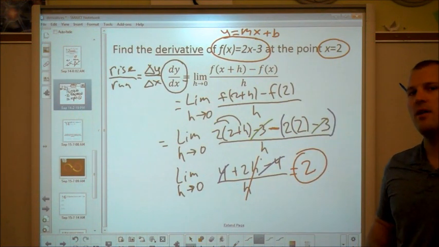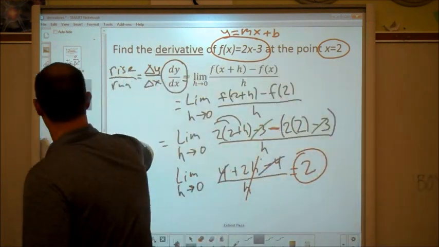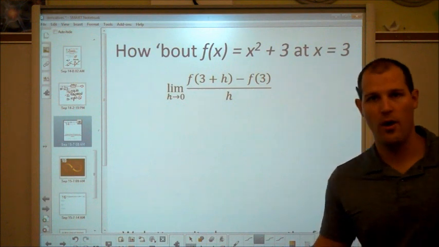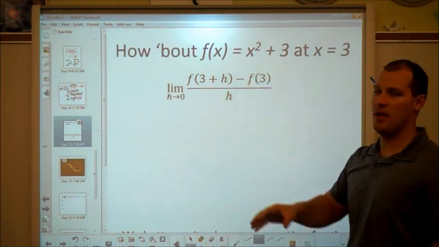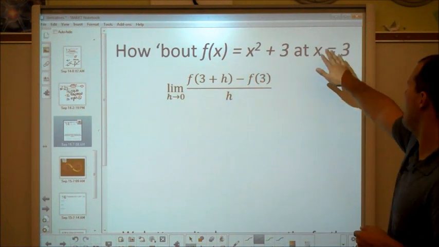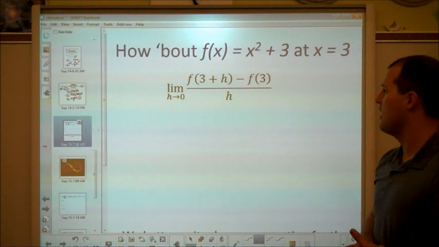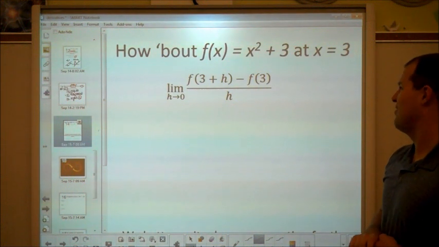Okay, let's try another one that'll be a little bit more challenging and hopefully a little bit more interesting. On this one, we're going to look at a quadratic. That was like the example I showed visually about 2 or 3 minutes ago. And now we want, at x equals 3, the slope or the derivative of that thing. So let's give it a shot.